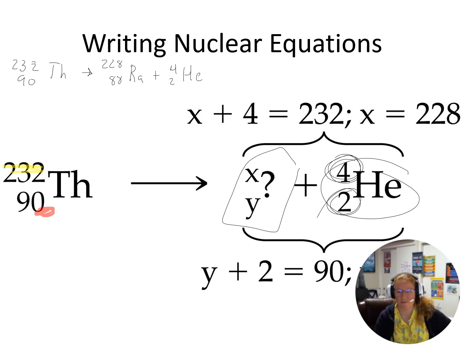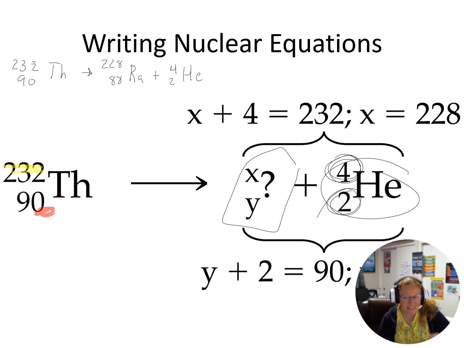All right, so there's my nuclear equation. So 228 plus 4 gives me that 232. 88 plus 2 gives me 90, okay? And so this is how we balance nuclear reactions.